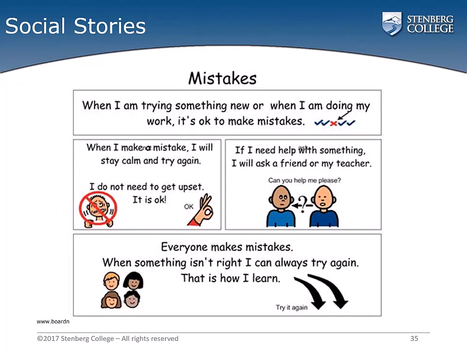This social story is about making mistakes. When I'm trying something new or when I am doing my work, it's okay to make mistakes. When I make a mistake, I will stay calm and try again. I do not need to get upset. It is okay. If I need help with something, I will ask a friend or my teacher. Can you help me, please? Everyone makes mistakes. When something isn't right, I can always try again. That is how I learn.